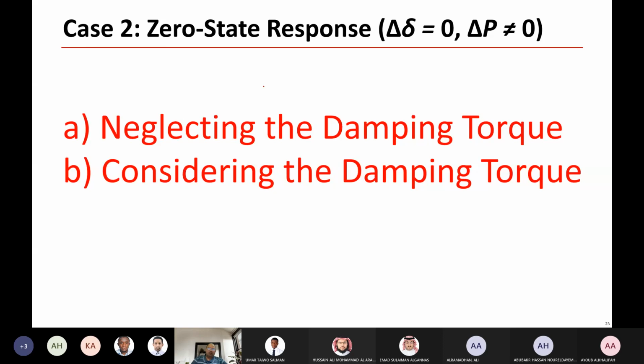So let us discuss the other case, which is the zero state, delta equal to 0 and delta P not equal to 0. Now we have a change in mechanical power. Again, we can consider both cases, neglecting damping and considering damping torque.